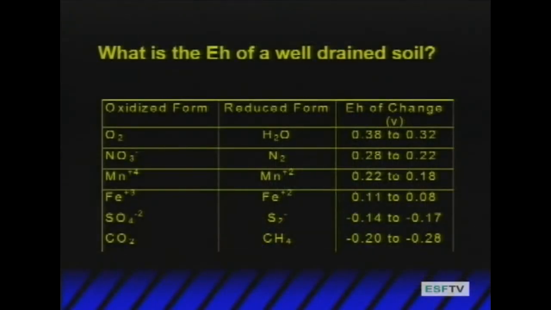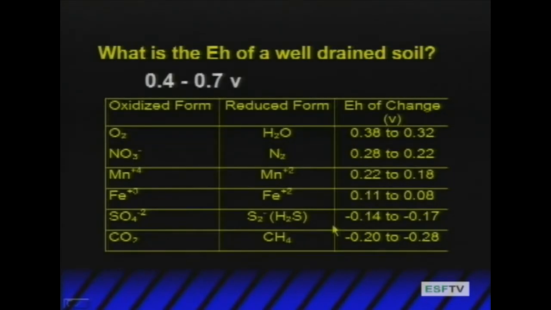Now, if we're going to use this number, this EH, this potential, to indicate a well-drained soil, what number would we choose? So we look at this chart and try to think about that. We have O2 accepting electrons, 0.38 to 0.32, then nitrate, then manganese, and so forth, +4 to +2. So we think, what number could we use to characterize a well-drained soil? Well, it certainly wouldn't be a negative number. And so the answer to that is somewhere between 0.4 and 0.7 volts.